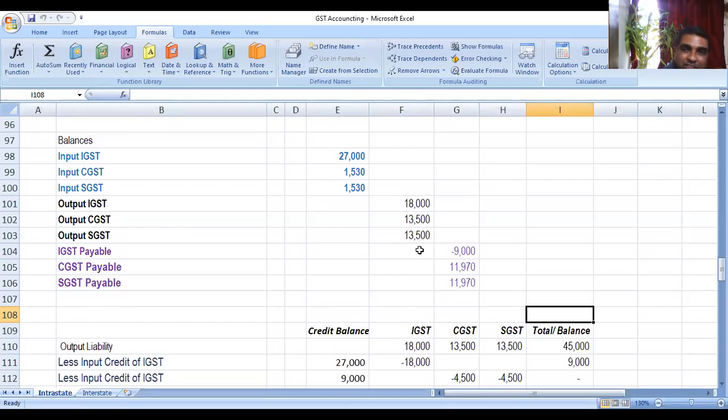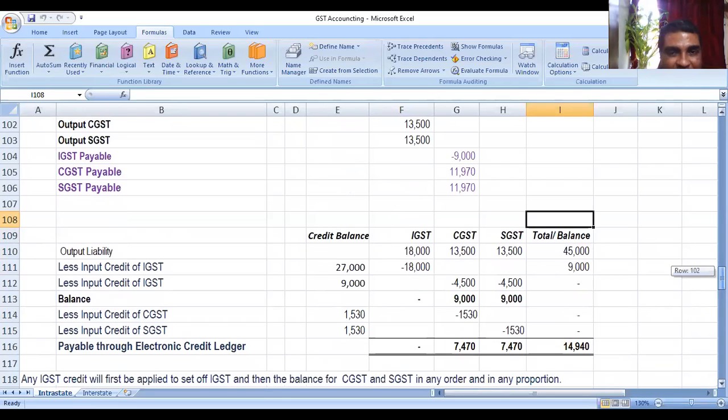And we know this concept. First IGST credit will be utilized. IGST liability is 18,000, and we have got 27,000. First that will be used. Let us say, now you see this is my liability. Liabilities are IGST 18,000, CGST 13,500, SGST 13,500. Total liability is how much? 45,000.